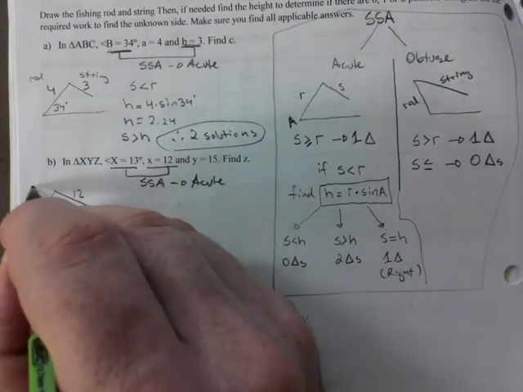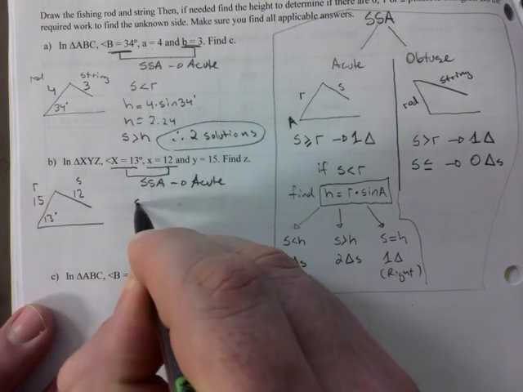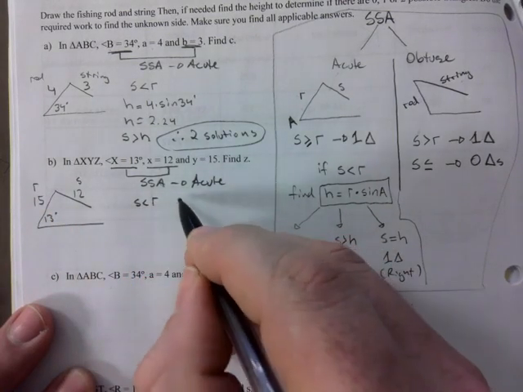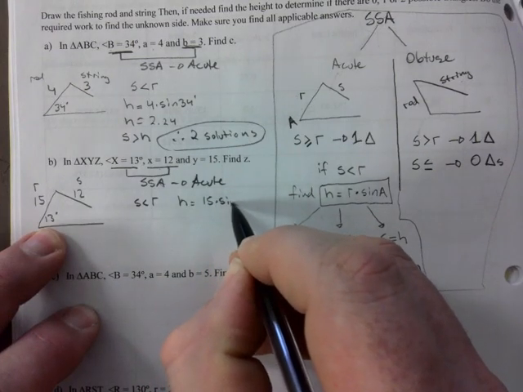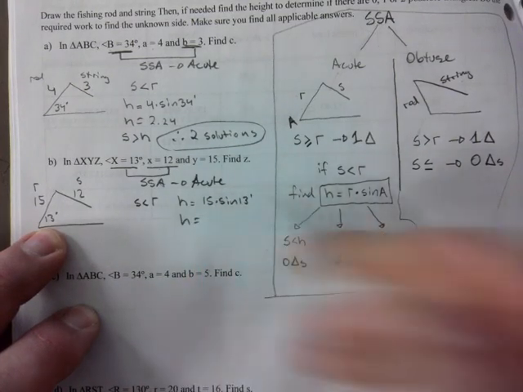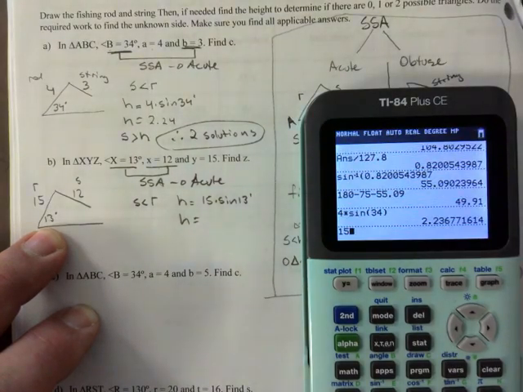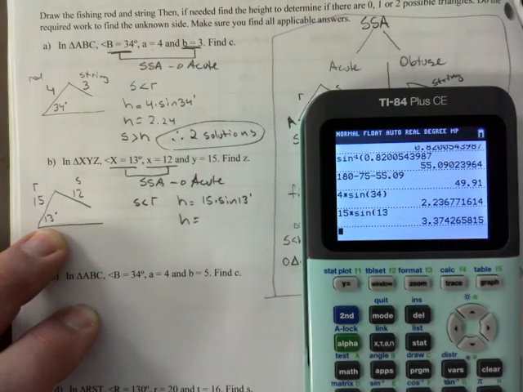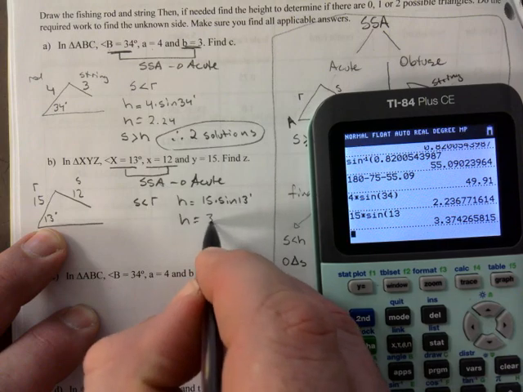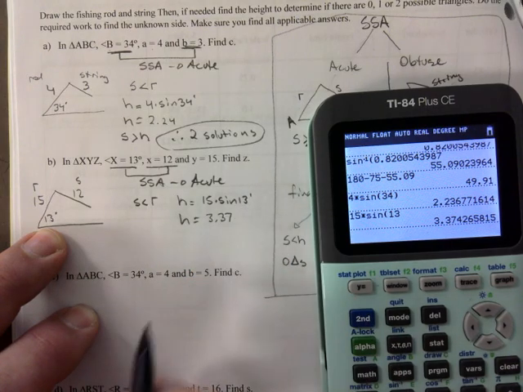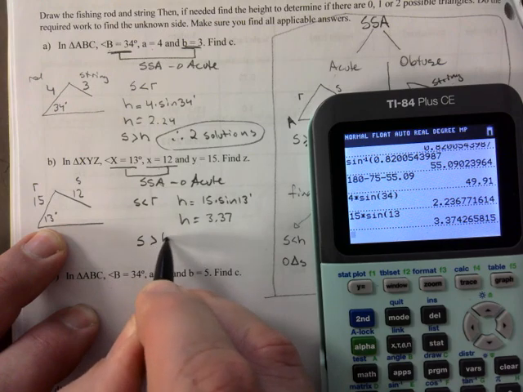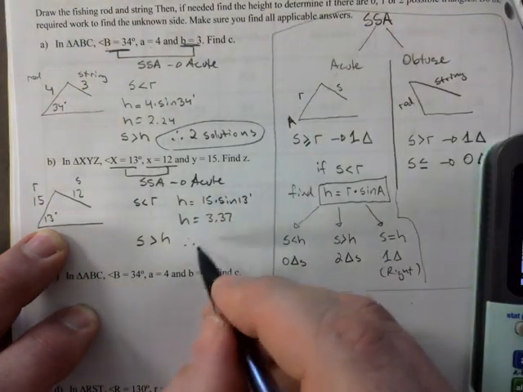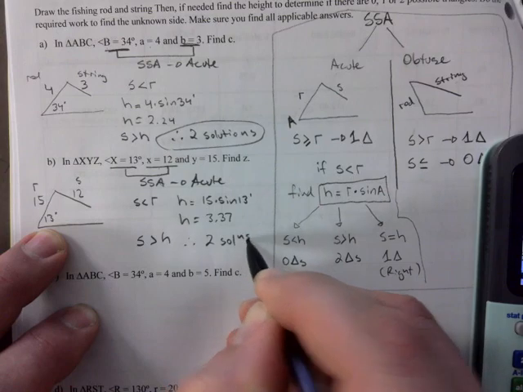So we would say that if this is the rod and this is the string, string is less than rod. Find the height. We're going to go 15 times sine of 13. It's 3.37. And so string is greater than the height, therefore also two solutions. Okay?